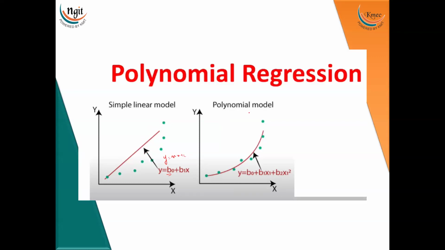And coming to polynomial regression, as the diagram itself indicates, it's not linear. It is non-linear data. If it is linear, definitely we are going to get a straight line. When the data is not linear, we'll get something like a curve. So this representation indicates that it is a polynomial model. And the equation to solve polynomial regression is y equal to b naught plus b1 into x plus b2 into x1 square, and so on.